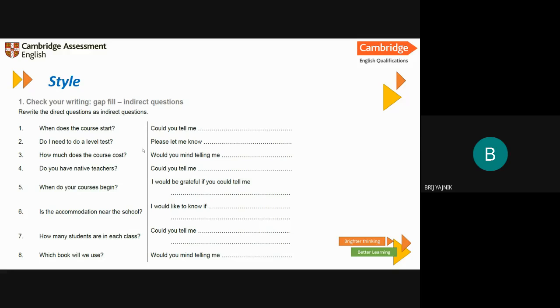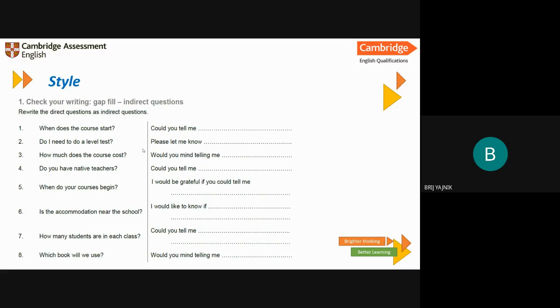Now I'm on the sixth one. Is the accommodation near the school? I would like to know if, what do you think? Quickly, guys. I would like to know if there is accommodation near the school. Good, good. I'd like to know if there is any accommodation near the school or if there is accommodation near the school.